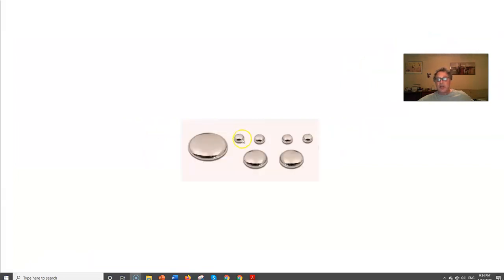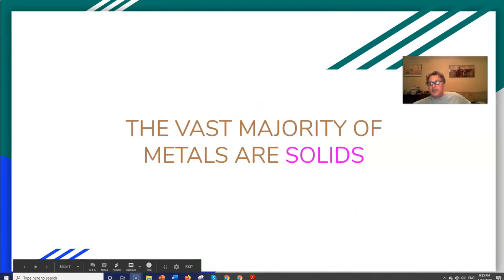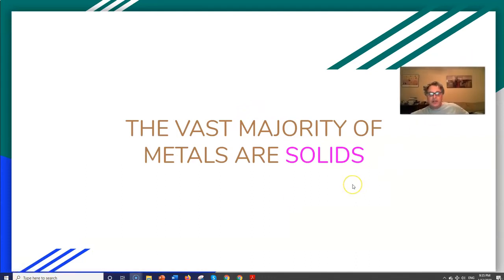Right, because here, of course, we have the only metal that's a liquid under standard conditions of temperature and pressure. This, of course, is metallic mercury. So most metals are solids. And so what does that mean for us? Well, let's ask this question here.